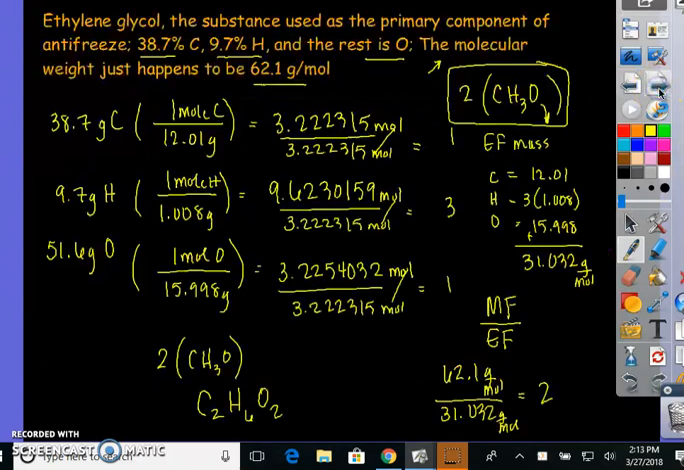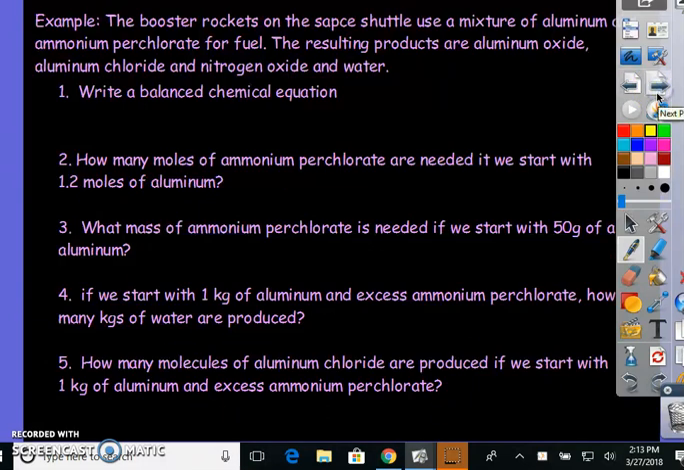Okay, so now you already have this page here. Let me race forward. This is the one that we had a group working on, and they were talking about booster rockets for the space shuttle. They use a mixture of aluminum, I think it's ammonium perchlorate for fuel. The resulting products are aluminum oxide, aluminum chloride, nitrogen oxide, and water. So the first step for us is to, of course, write a balanced chemical equation.